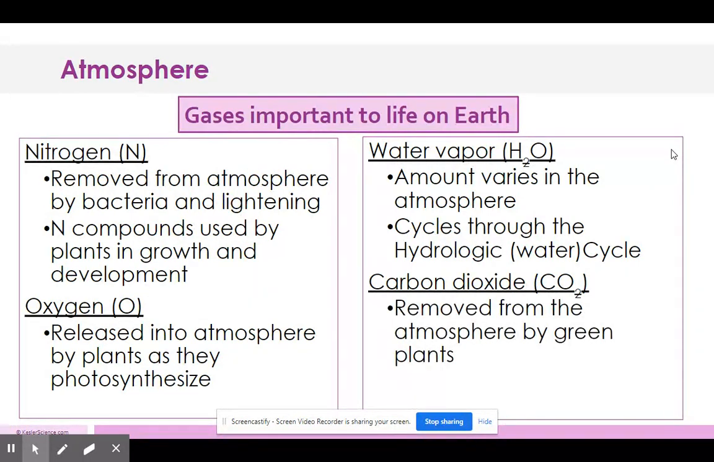All right, so carbon dioxide is removed from the atmosphere by green plants through the process of photosynthesis. So it breathes in carbon dioxide, puts out oxygen. Okay, so this is that section. You should have all the blanks filled in. Yep. Okay, next section.